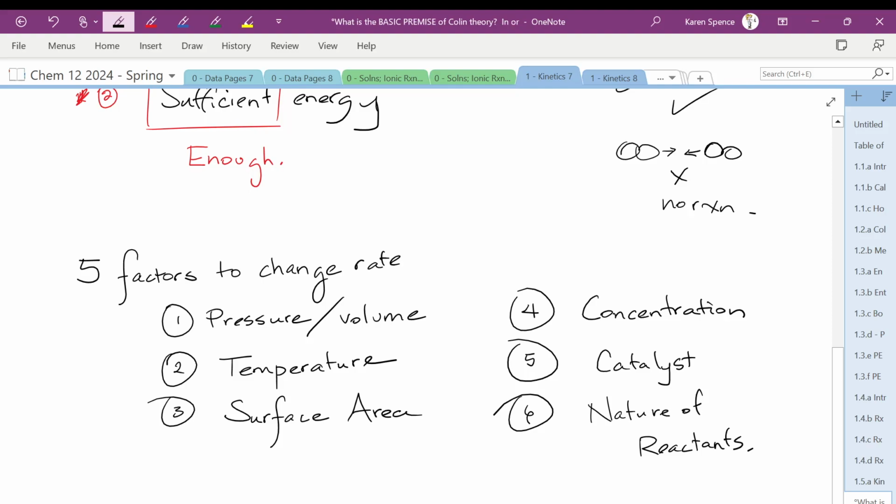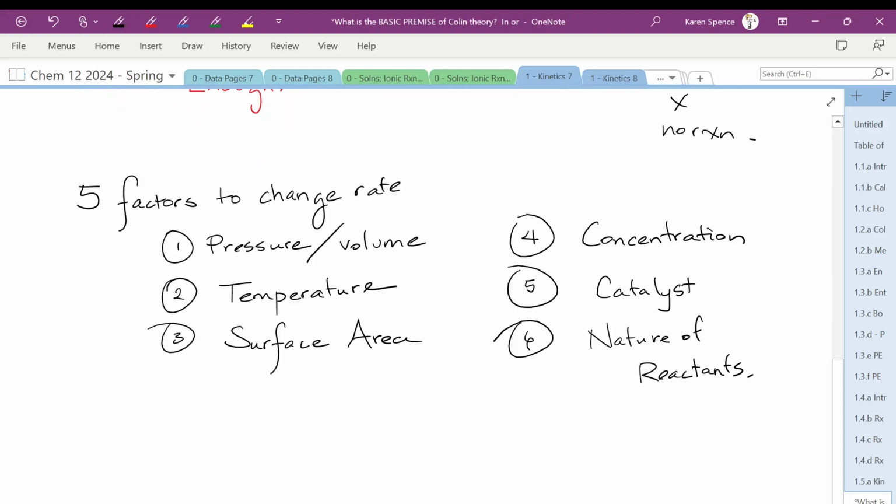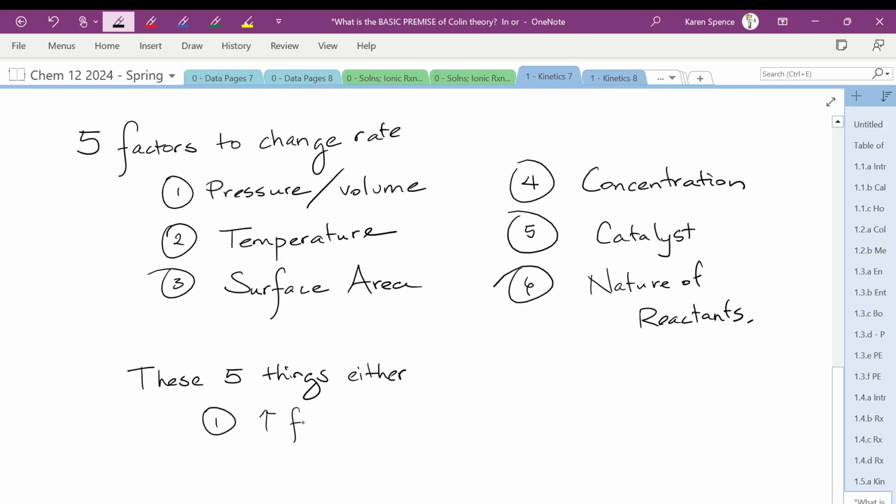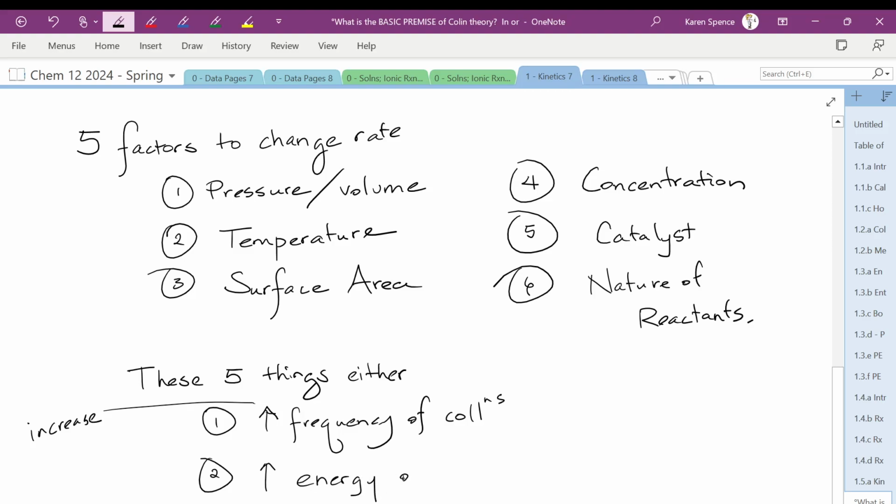All right, and all of these 5 things either increase the frequency of the collision, that's an up arrow. Up arrows just mean increase. Or they might increase the, what else? Energy of the collision. Or if we go the other way, they could decrease the frequency of collision or decrease the energy of the collisions.